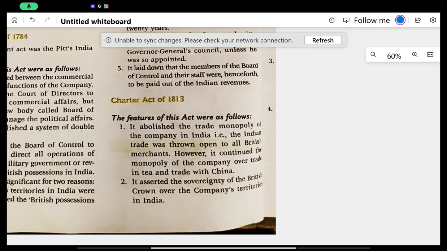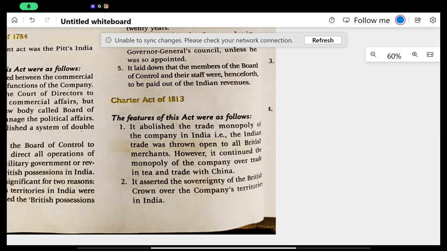Eighth point is records of commercial revenues and territorial revenues to be separated. Up until now, all the revenue that came from the land, the taxes, and the commercial revenue, the money that was obtained through commercial activities, was taken into one account. But now they would be separated.